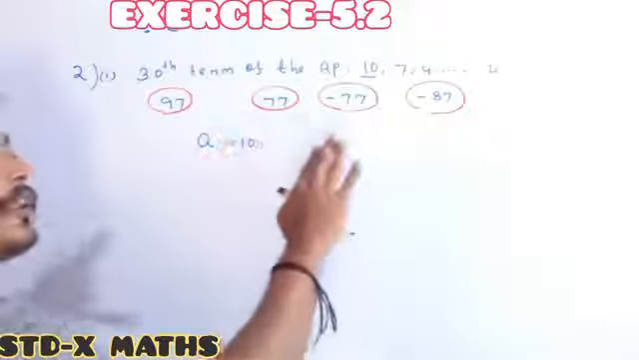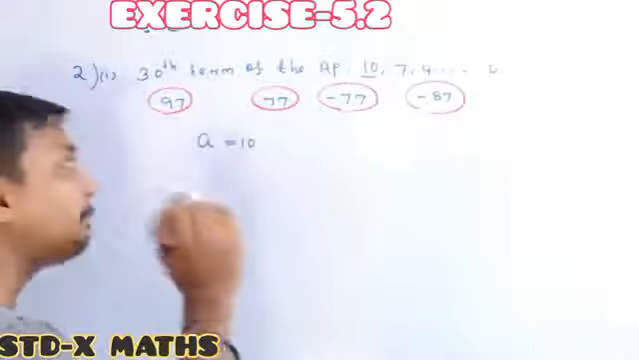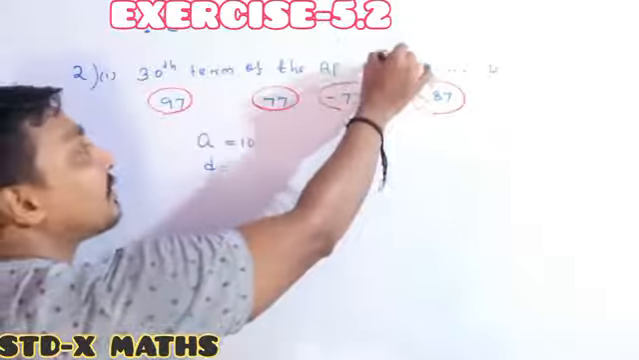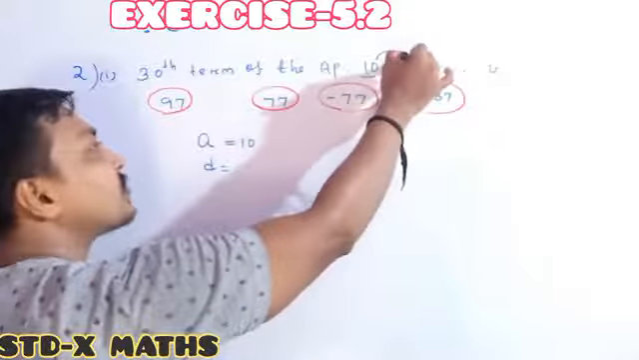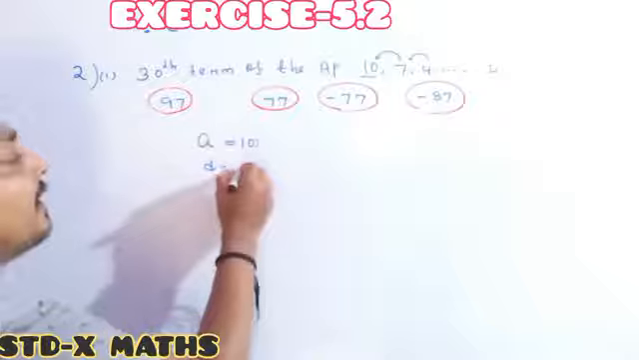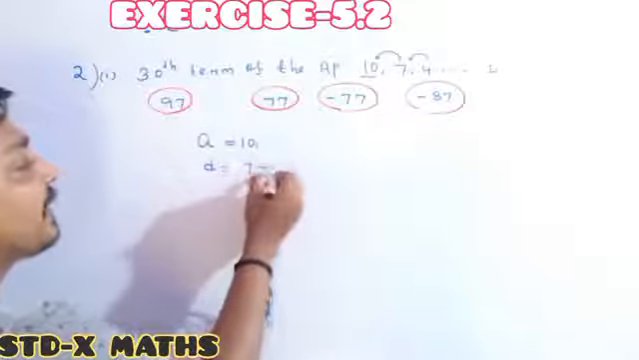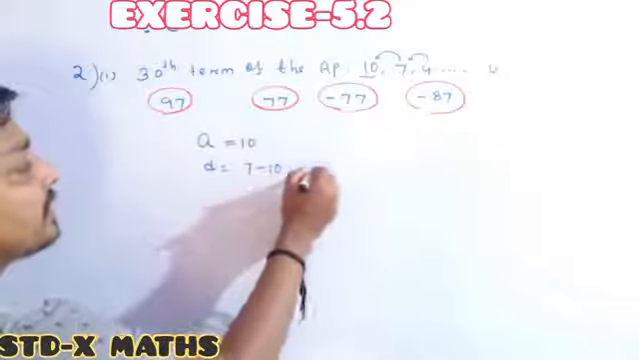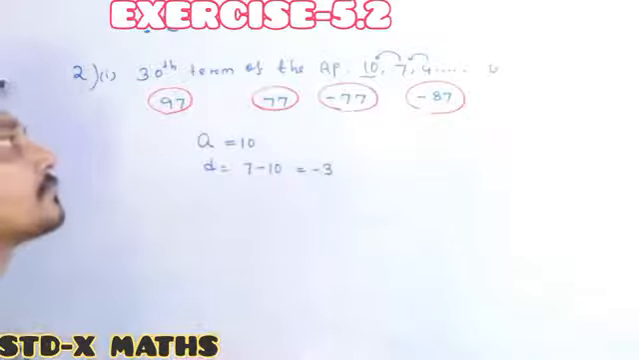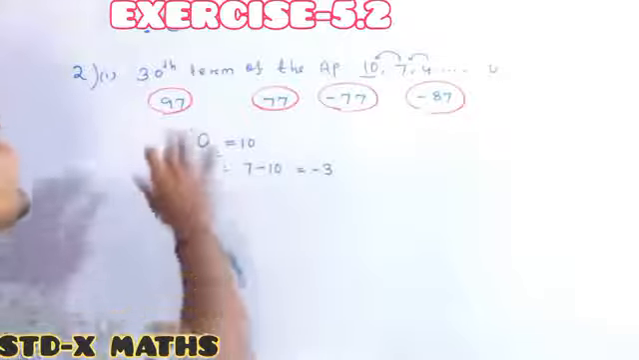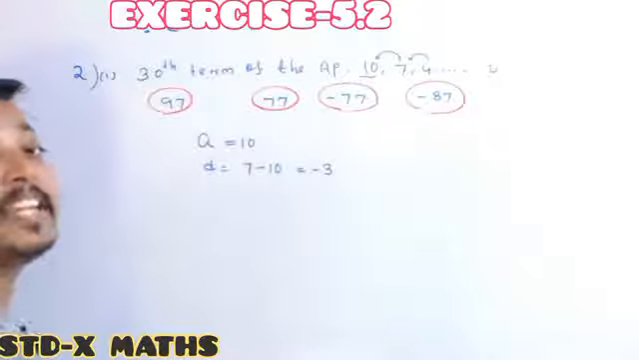And as it is already given that the list of numbers is in the AP, for D, it means any difference, either from this one to this one, or from this one to this one. Any two consecutive terms' difference you have to find, but you have to find the difference by subtracting the previous term. So it means 7 minus 10, which is minus 3. Perfectly understood?